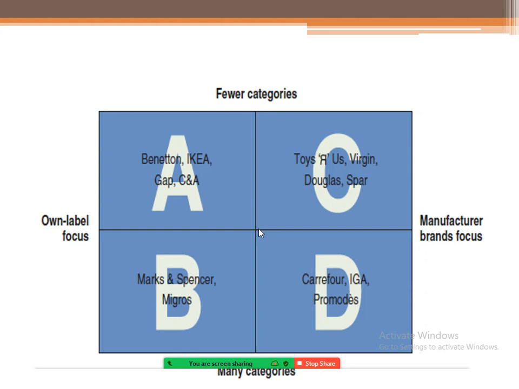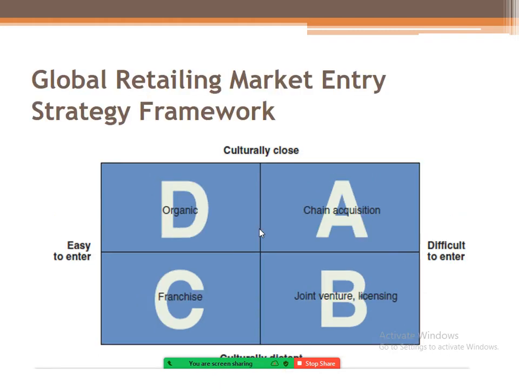Now, next we can see is the global retailing market entry strategy framework. Yes, this is the quadrant we can study. The retailers can choose from four market entry expansion strategies when expanding outside their home country, and we can see this in the figure.